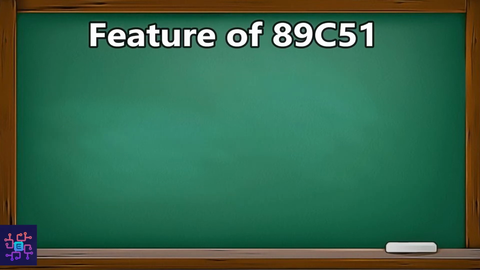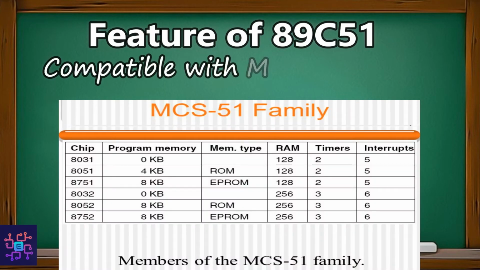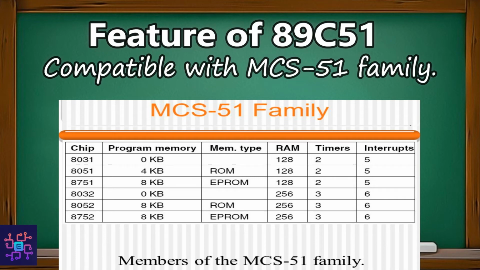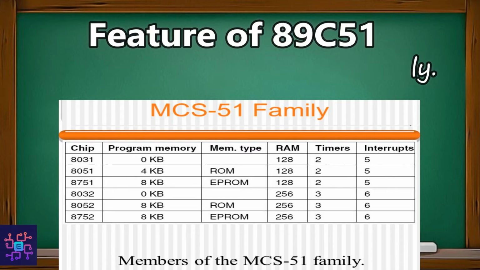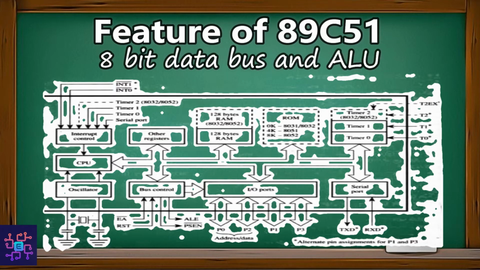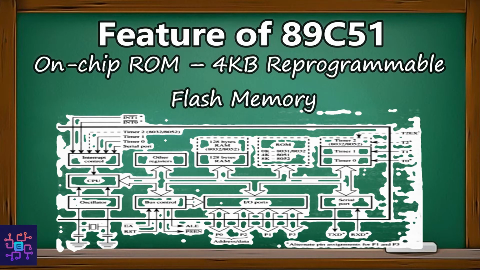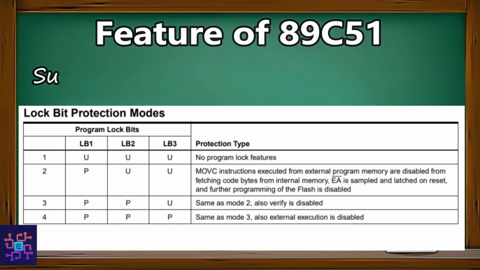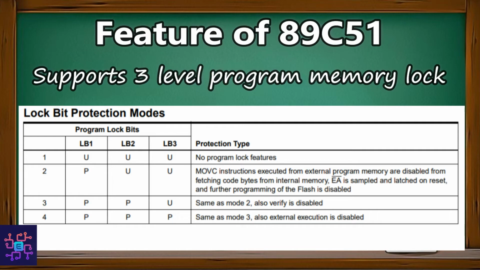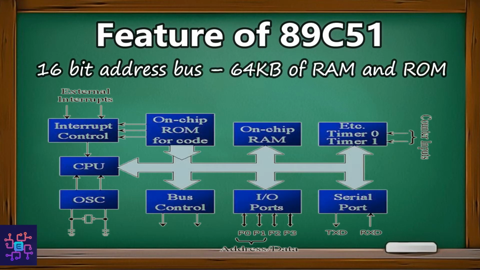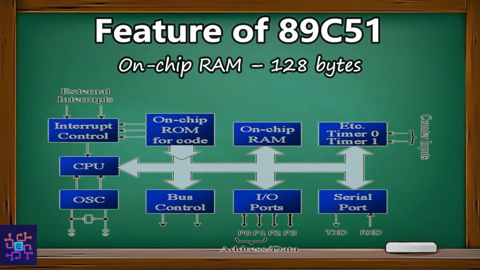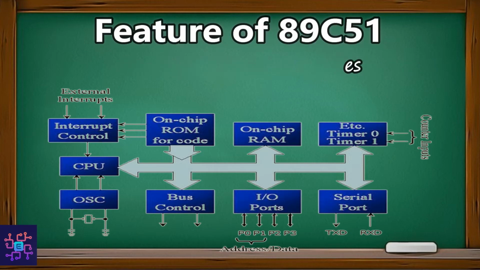Okay, so now let's have a look at the features of 89C51. The 89C51 is compatible with the 8051 family of microcontrollers. It has an 8-bit data bus and 8-bit ALU. The on-chip reprogrammable flash memory is 4K bytes. Then it supports 3-level program memory lock. It has a 16-bit address bus, which is 64 KB of RAM and ROM. It has on-chip RAM of 128 bytes, which is the data memory.